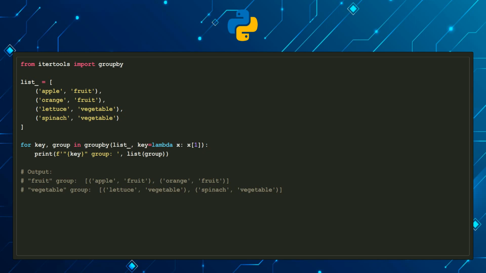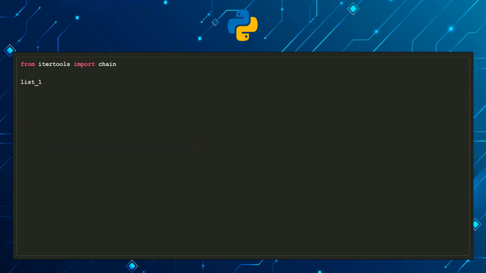Lastly, we have the chain function. This function allows you to combine multiple iterables into a single continuous sequence. Let's take a look at how it works. In this example, we merge three separate lists into one and iterate through them seamlessly, showcasing how chain can simplify handling multiple sequences.